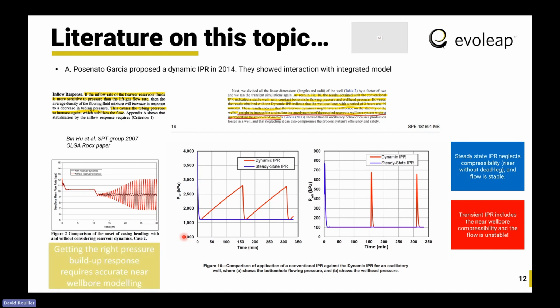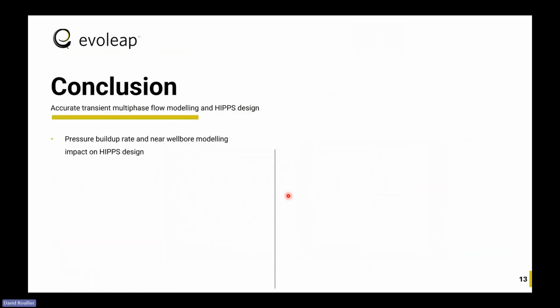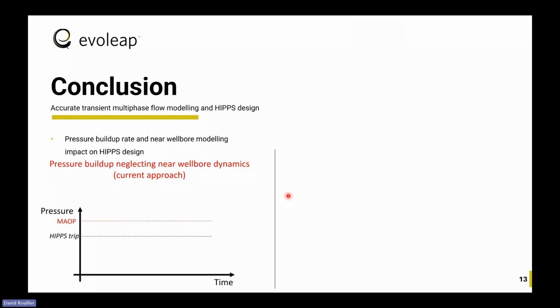Okay, and again, if you want to get the right pressure build-up response, which was key for slugging, you can see here how it makes a big difference. Having the wrong pressure response tells you have no slugging when you would actually have a lot of slugging. So getting that pressure build-up response is key. Okay. So the conclusion here is we have a pressure build-up rate and near wellbore modeling.